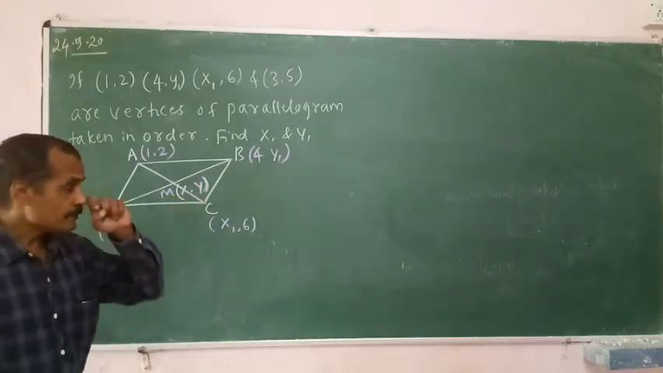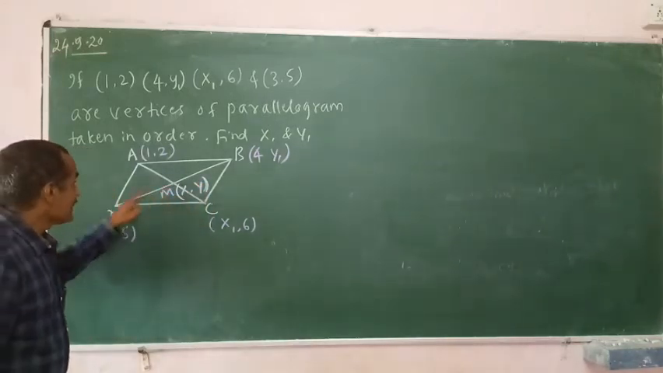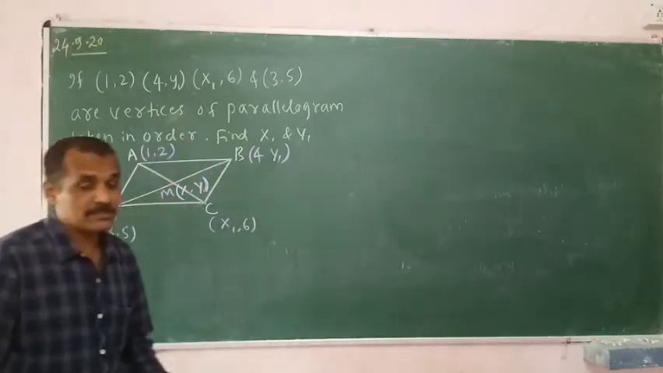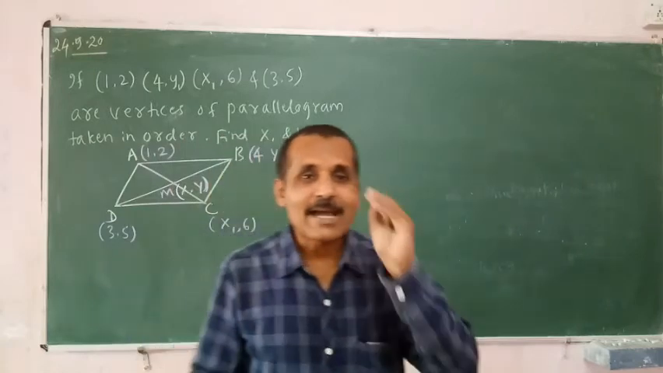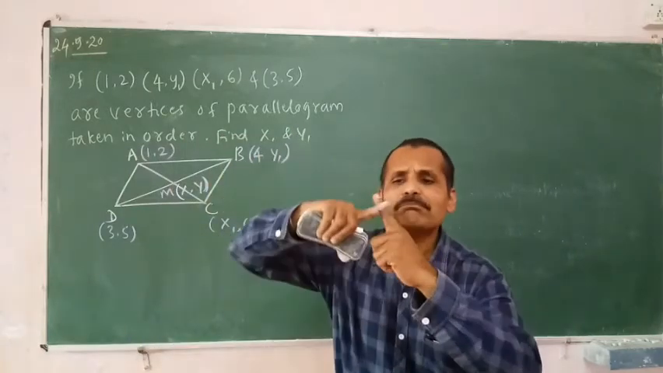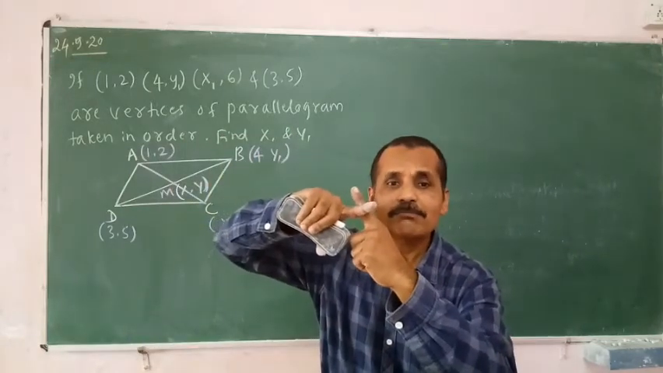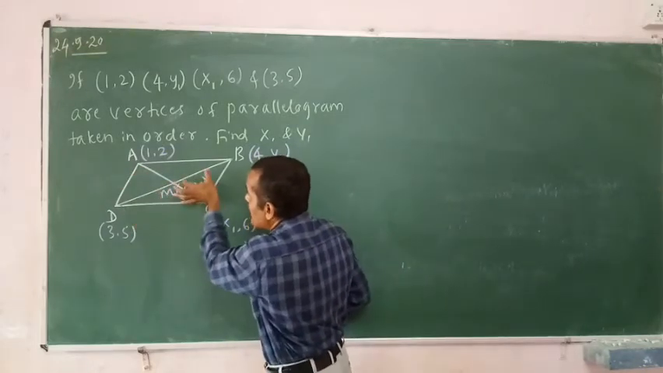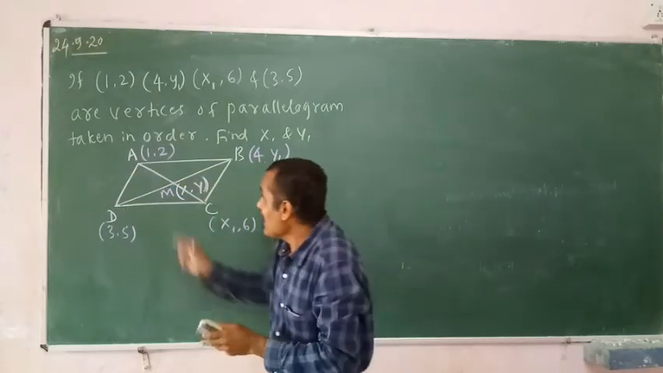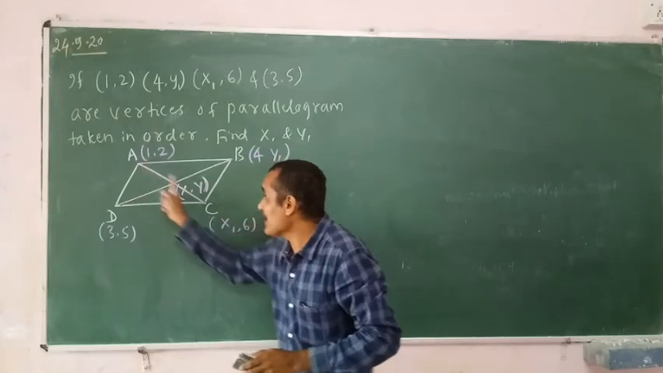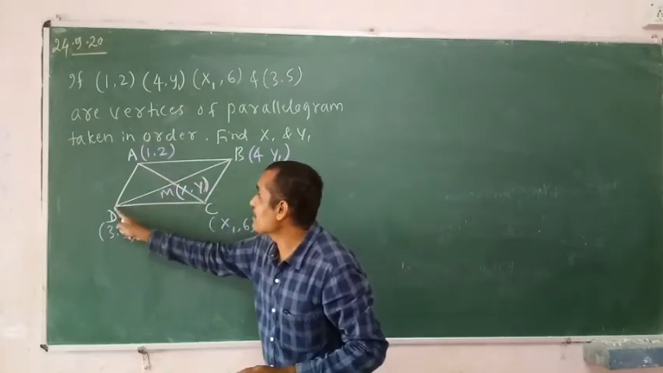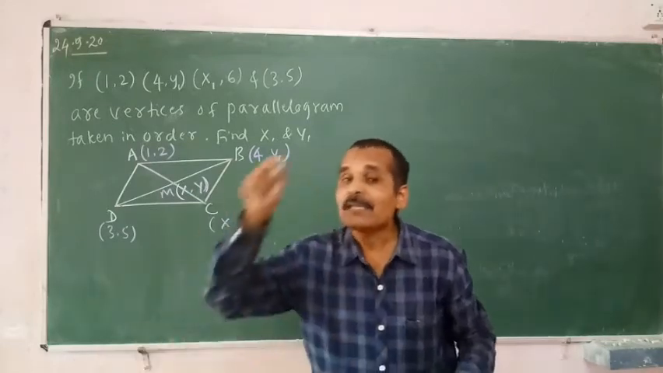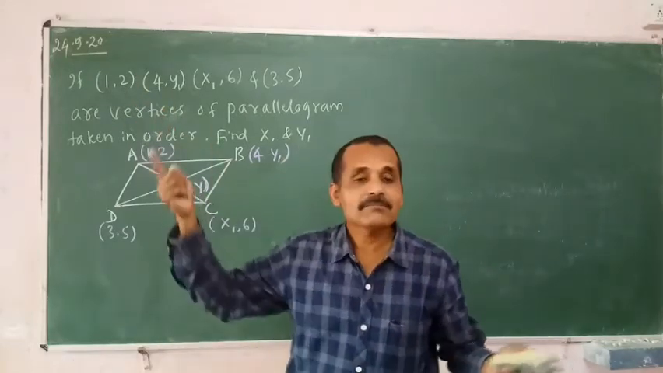What we know is that the diagonals bisect each other. In a parallelogram, diagonals bisect. But bisecting means these two are equal as well as these two are equal. That means I can say M is the midpoint of AC, M is the midpoint of BD also.